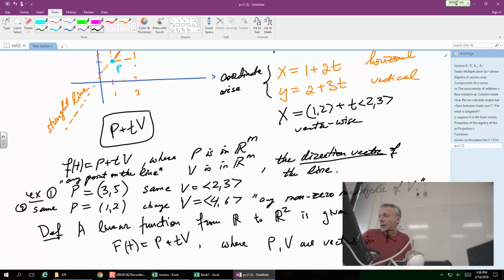So just like in dimension 1, a linear function is determined by... Oh, I'm sorry, that's not a linear function. This is.